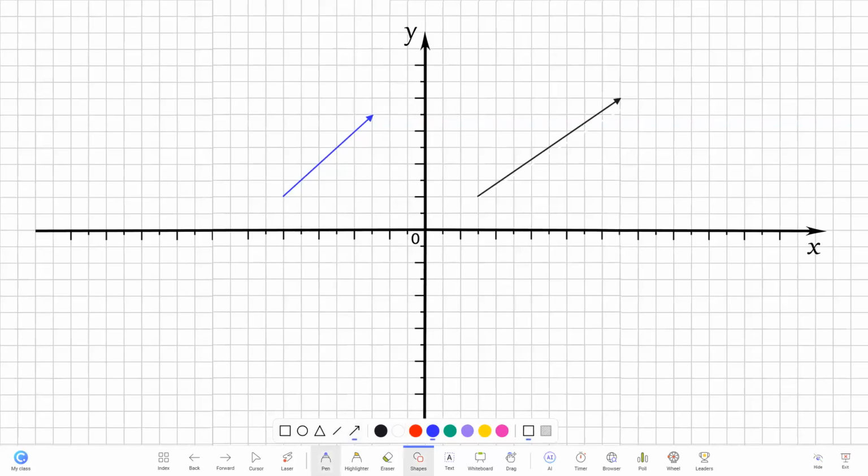All right, I'm pretty much done with my vector drawing. I call this black vector A and the blue vector B. Since direction matters and size matters, I want to include the size on a graph paper. I say one square is 1, 2, 3, 4, dot, dot, dot. This is 1, 2, 3, 4, dot, dot, dot.